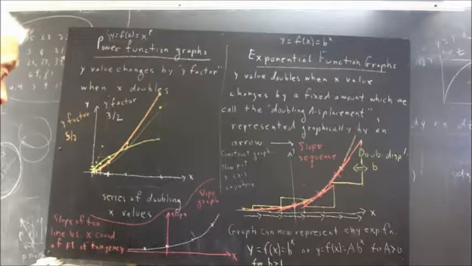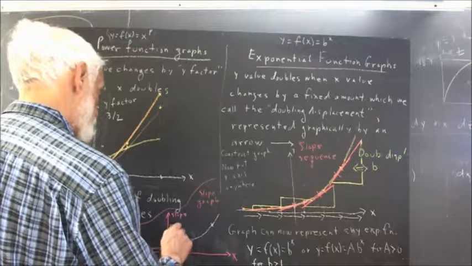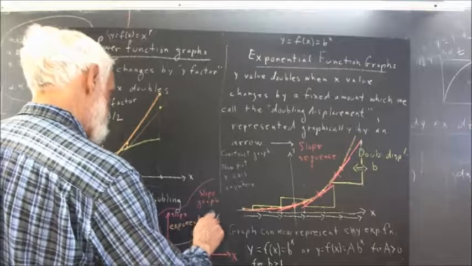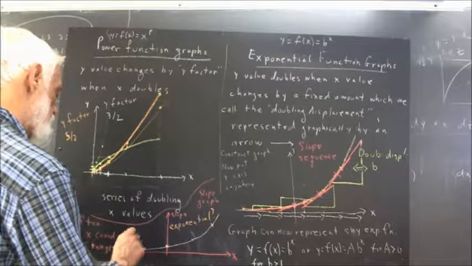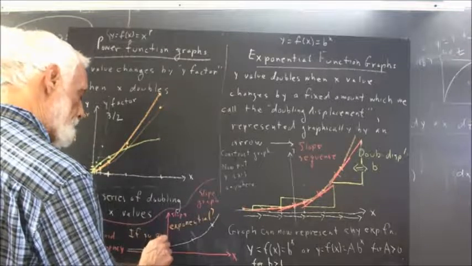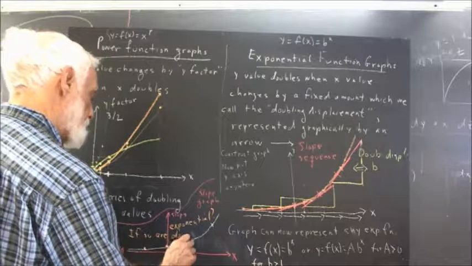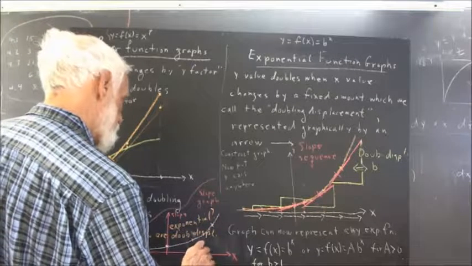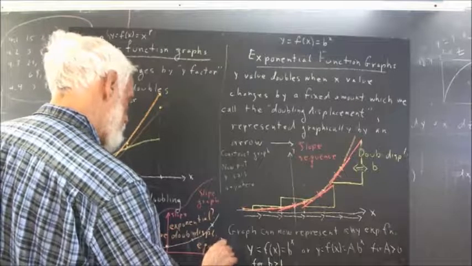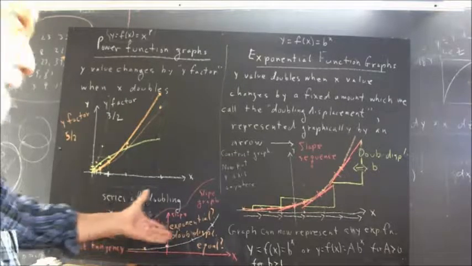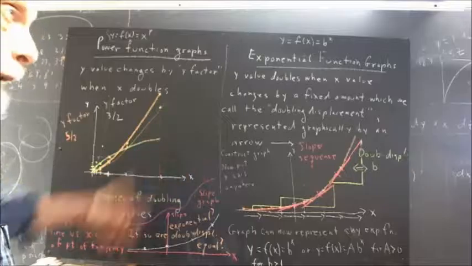So is it exponential? If so, are the doubling displacements equal? And maybe, if not, just what kind of graph is this? Could this possibly be a power function graph?